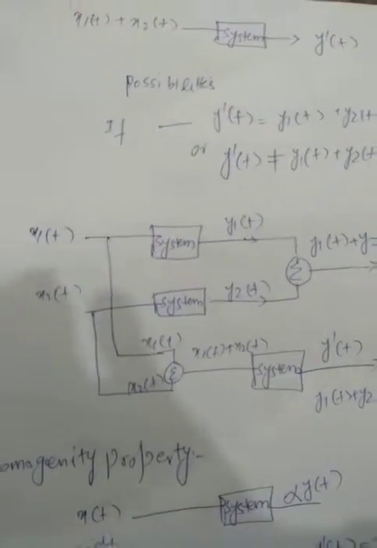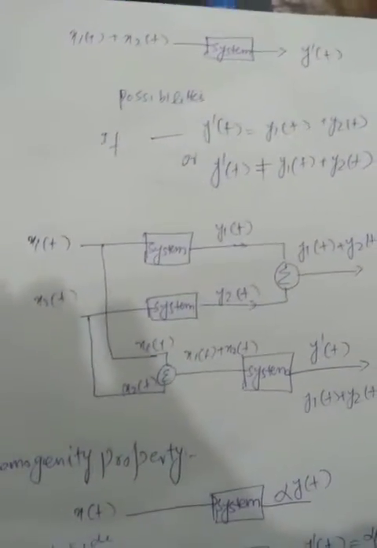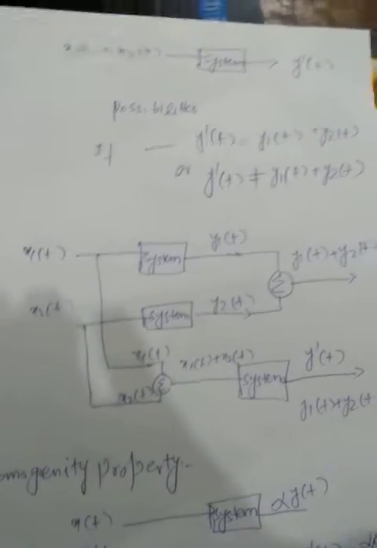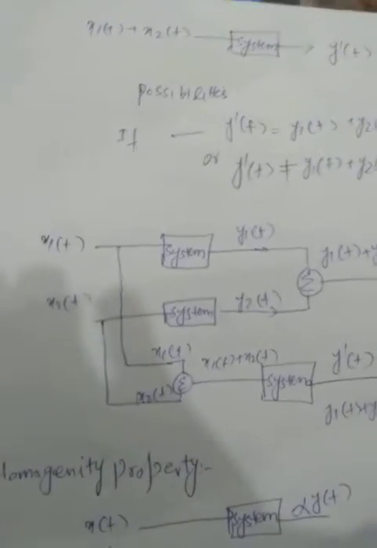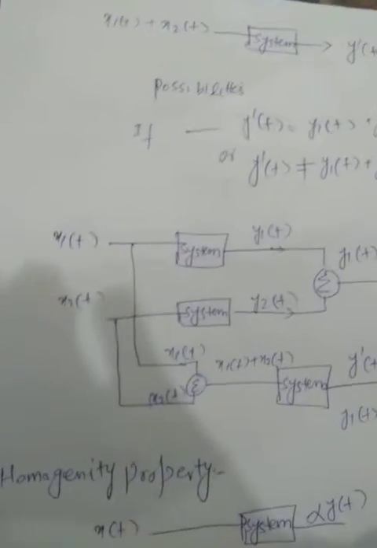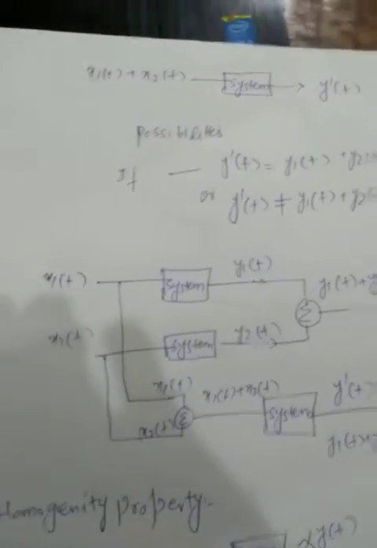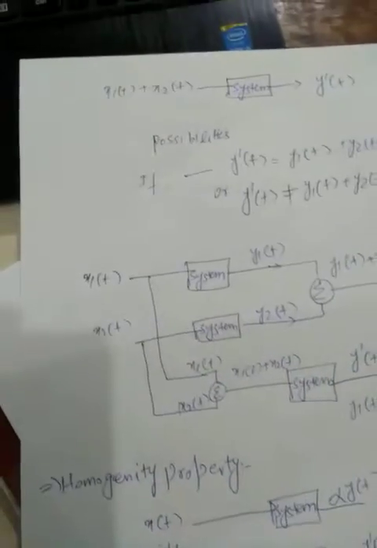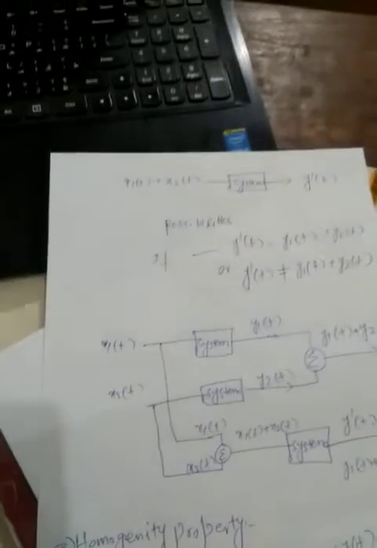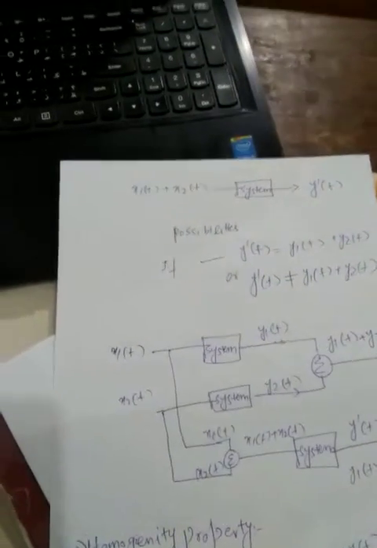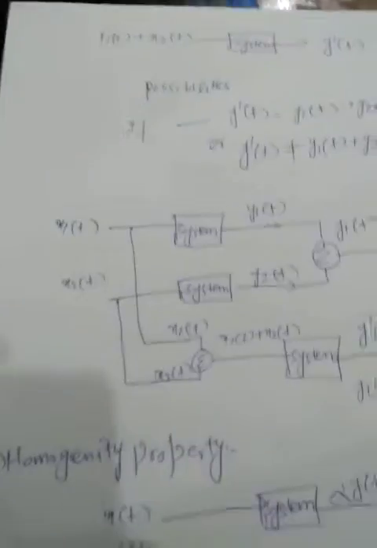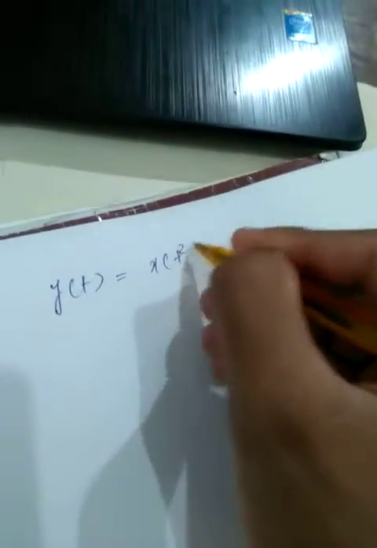If our system follows these two rules, then we can say that our system is a linear system. If our system does not follow any one of the rules, then we will say that our system is a non-linear system. This is the linear system, this is the non-linear system. Let's look at an example of the systems. For example, we have our system y of t is equal to x of t square.